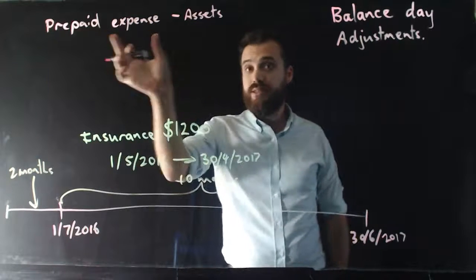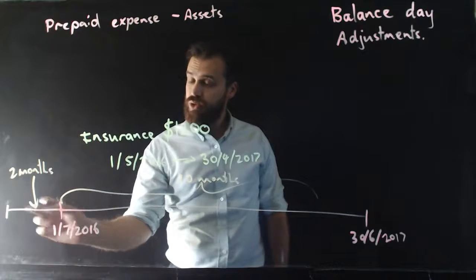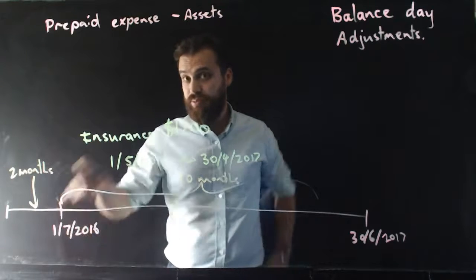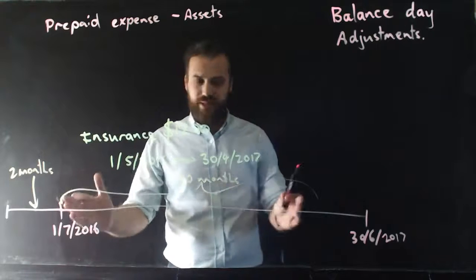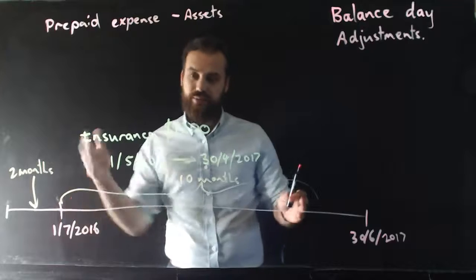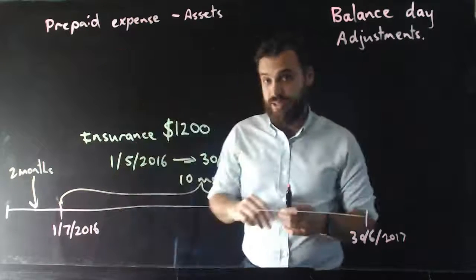Weird. Expense, asset. The 2 months here were used in this period and we count them as an expense because they've been expended. But on the 30th of June, the next 10 months, that's an asset. That's something we've got in our pocket that we can use over the next 10 months of insurance. So that's going to be a prepaid expense, which just happens to be an asset.